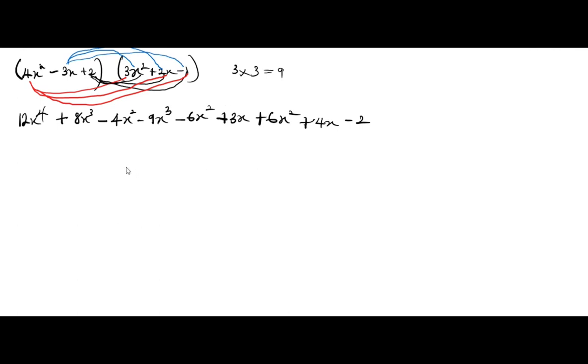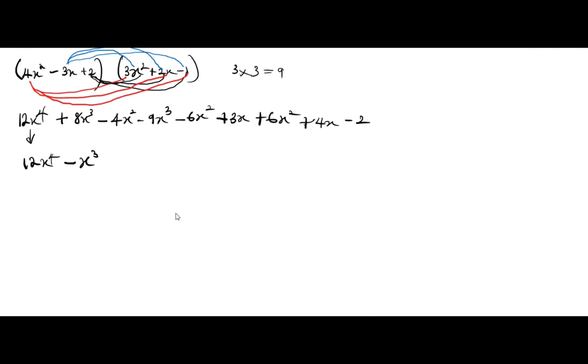So the next thing is to combine the like terms. Now we have only 12x raised to the power 4 here, so we can bring it down. We have 12x raised to the power 4. Then we have positive 8x raised to the power 3 minus 9x raised to the power 3. So if you combine 8x raised to the power 3 minus 9x raised to the power 3, we have minus x raised to the power 3.